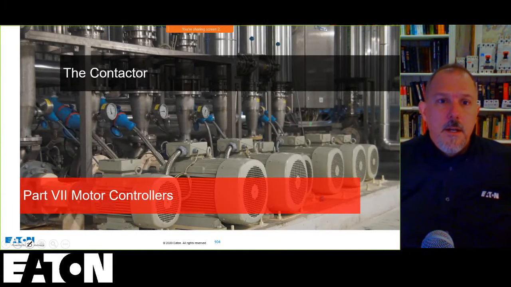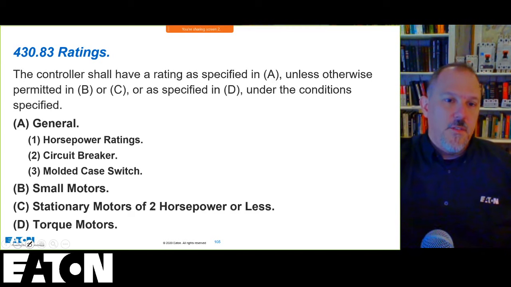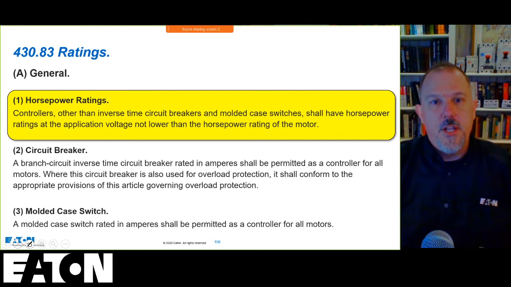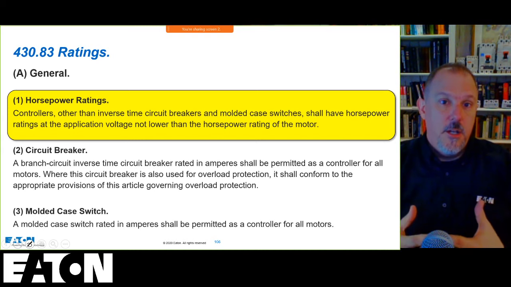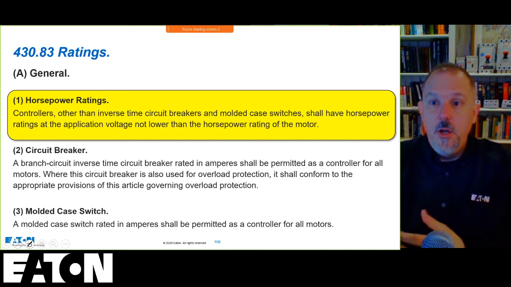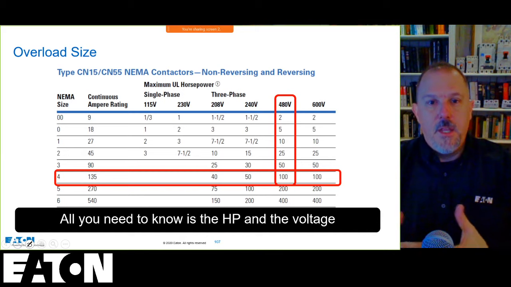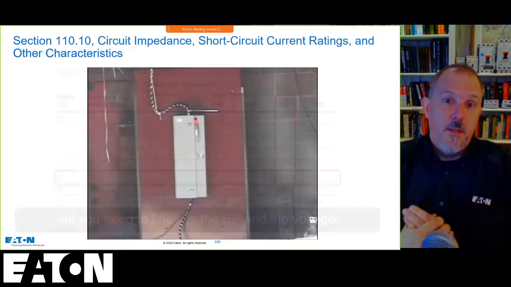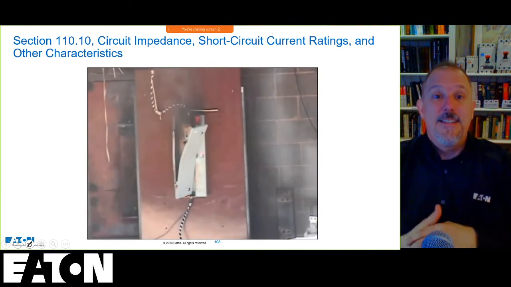Hopefully that's clear. Now, you get into part seven, motor controllers, the rating of the motor controller. Again, you have horsepower ratings, you have circuit breakers, and molded case switches. For a controller other than inverse time circuit breakers and molded case switches, I have to have a horsepower rating at the application voltage, not lower than the horsepower rating of the motor. So you need to know the horsepower and the voltage to be able to pick those contactors and that equipment. Outside of that, you've got to think about the short circuit current rating. And the short circuit current rating is going to be a critical part because you don't want that to happen, right?